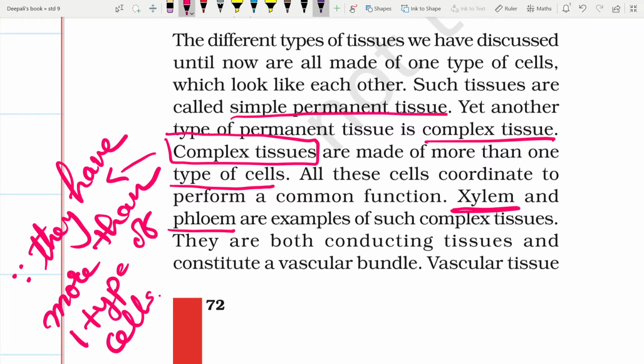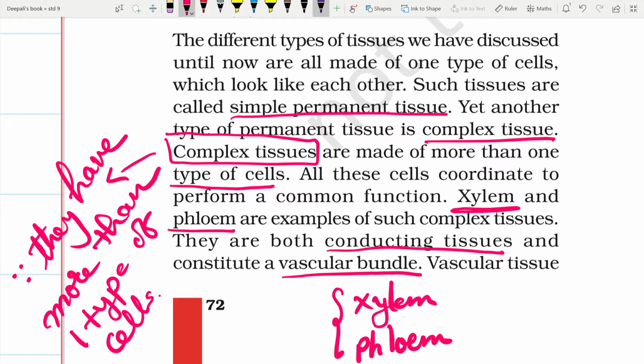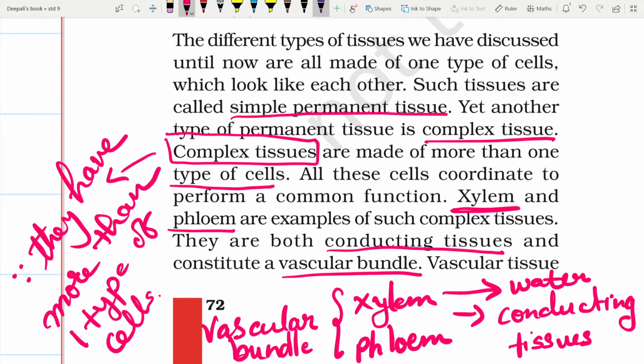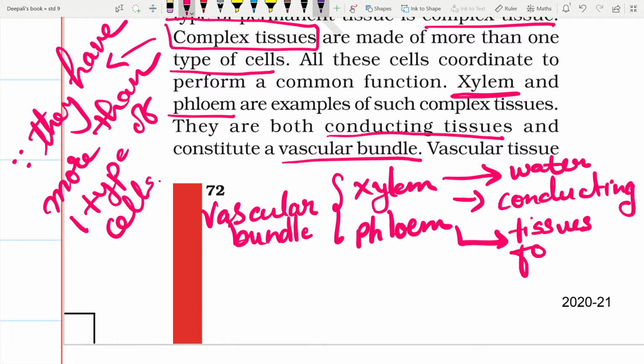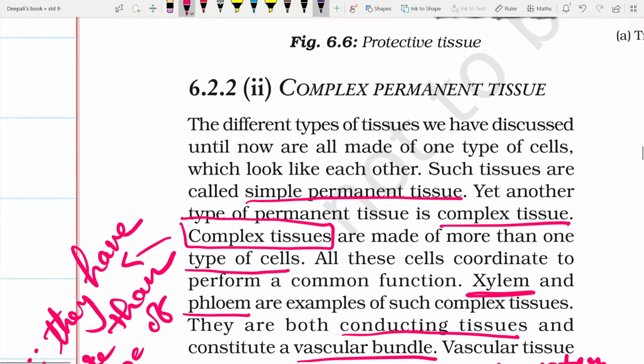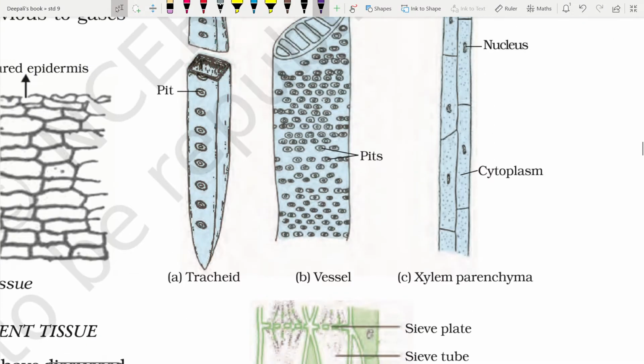They are both conducting tissues, as I told before, and constitute the vascular bundle. So, xylem and phloem, they together are called vascular bundles. And their main function is conduction, or they are conducting tissues. And what do they conduct? Water and food. So, this is what we understand by complex permanent tissue. Now let us study each one of them in detail.